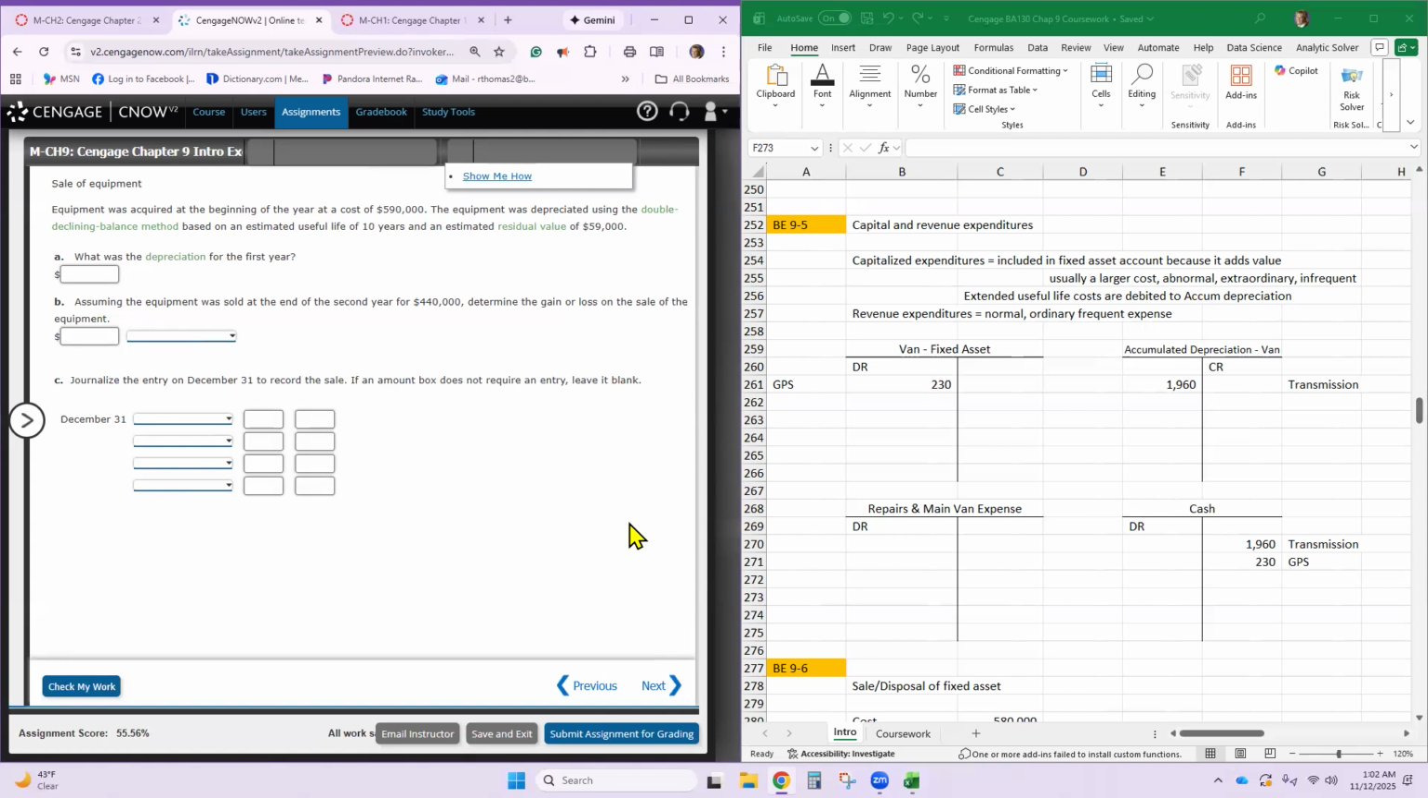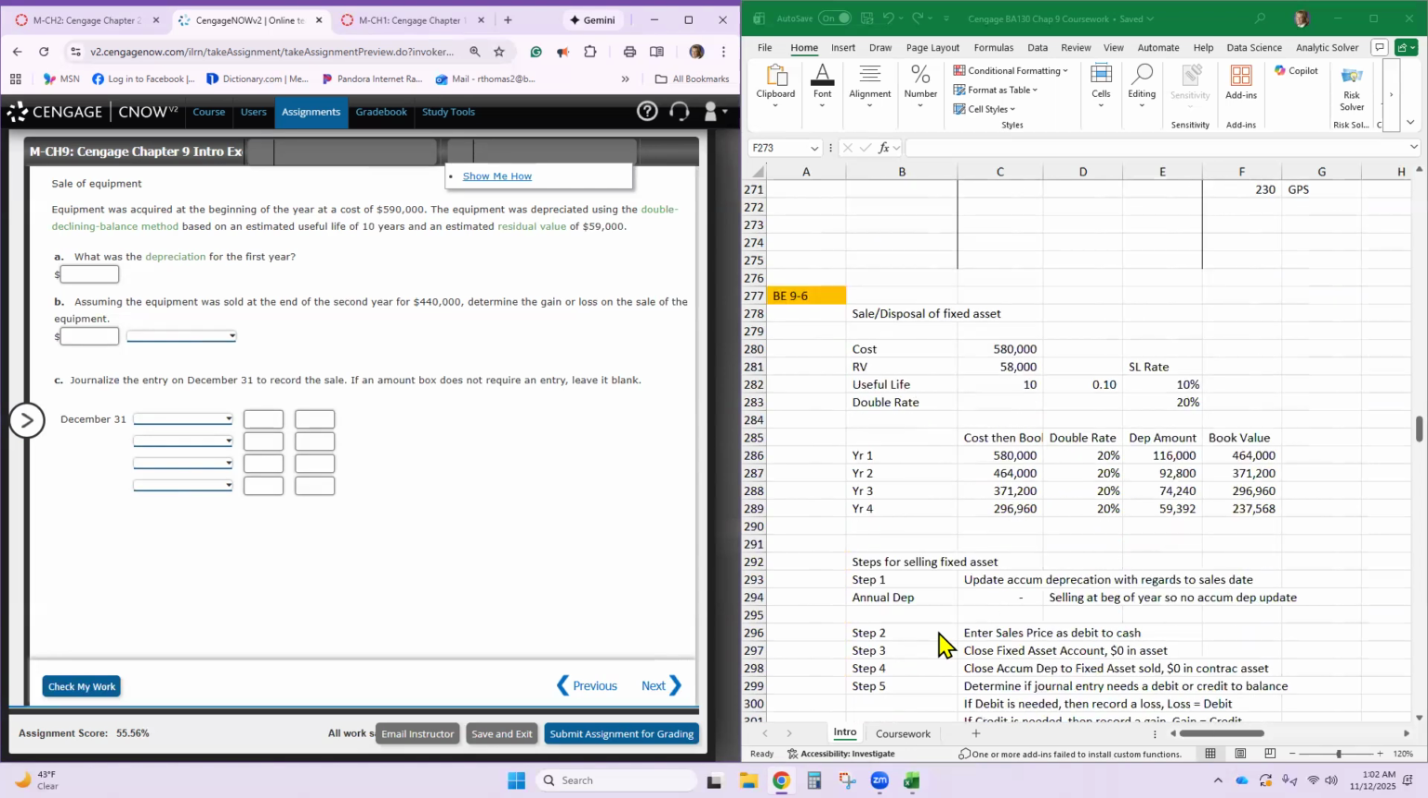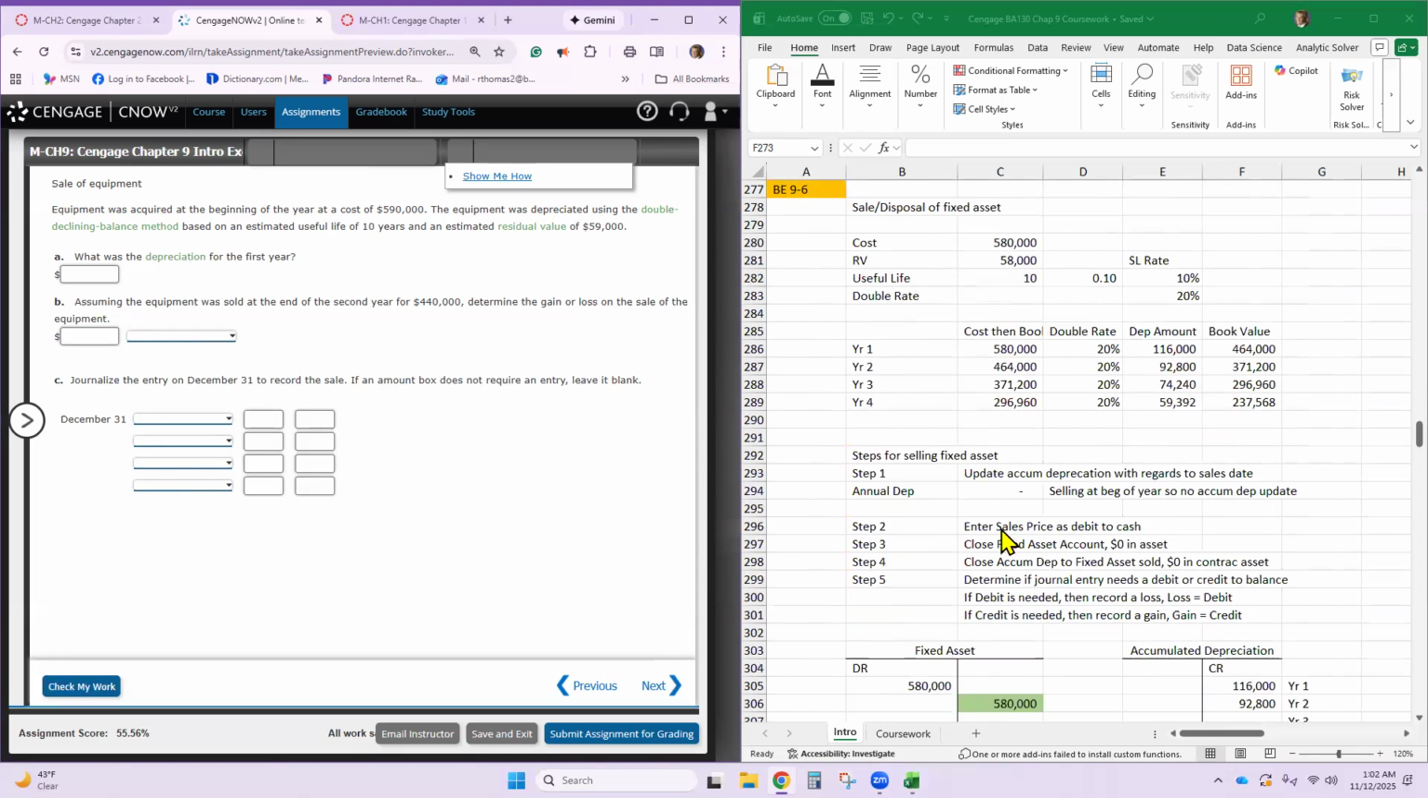Okay, there is a set of rules to get to. So here you are. Okay, so this is the sale or disposal of fixed assets. Okay, so the cost, the equipment acquired at the beginning of the year is $590.